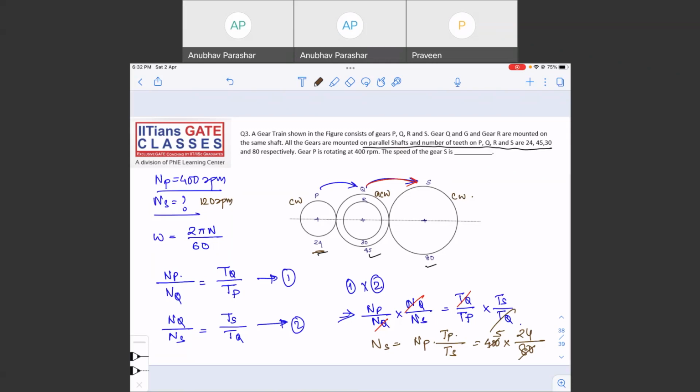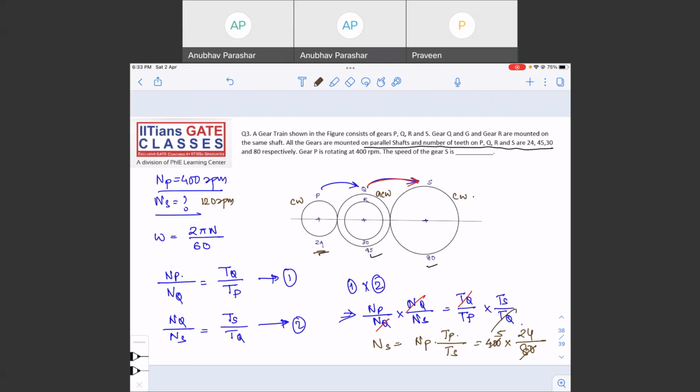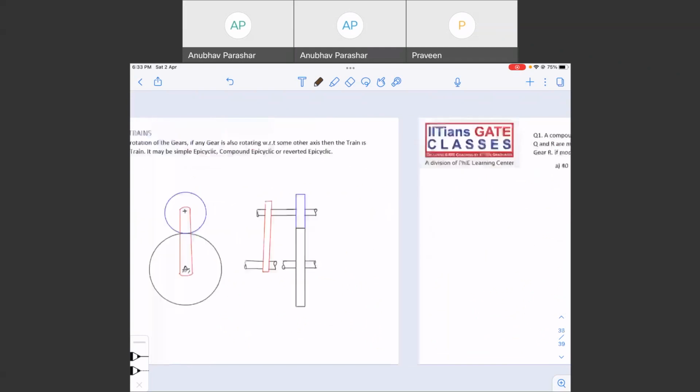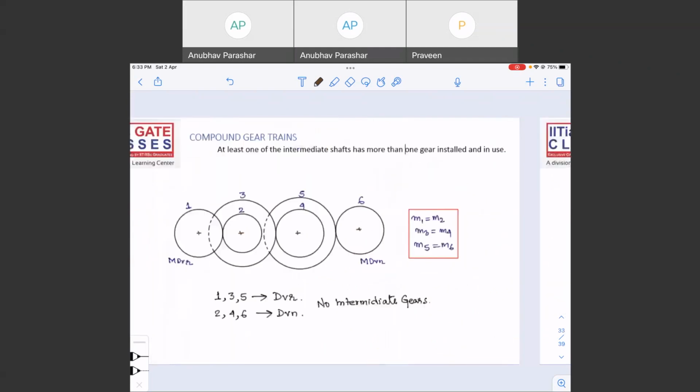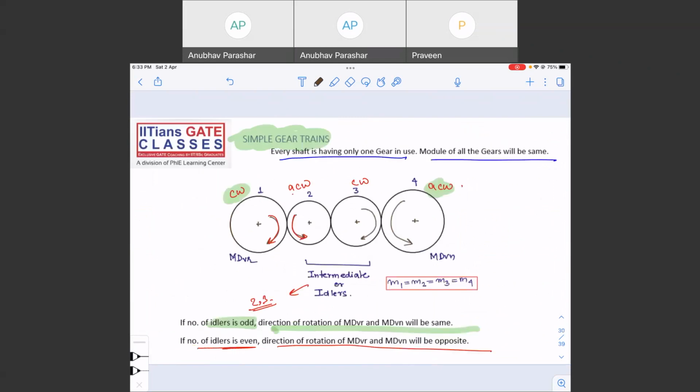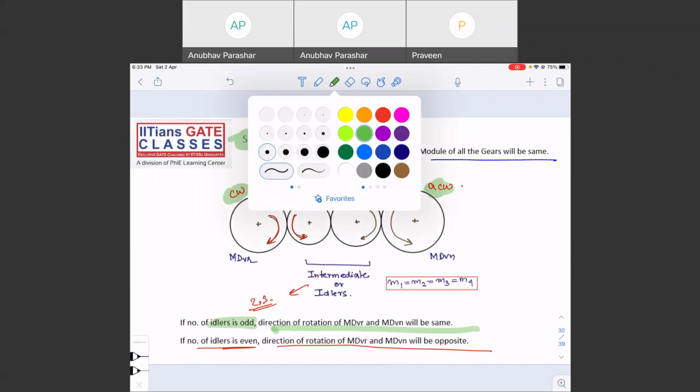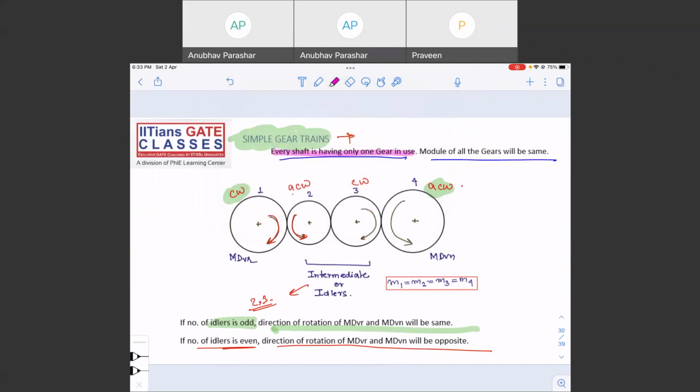Let us now move on. So this was simple gear train. In simple gear train, what exactly is happening is, mainly one shaft has one gear. Here it is already, I have written it. Every shaft is having only one gear in use, means there are no two gears being used on a single shaft.